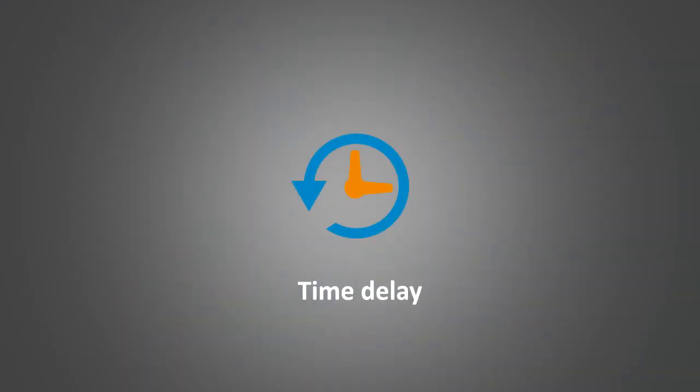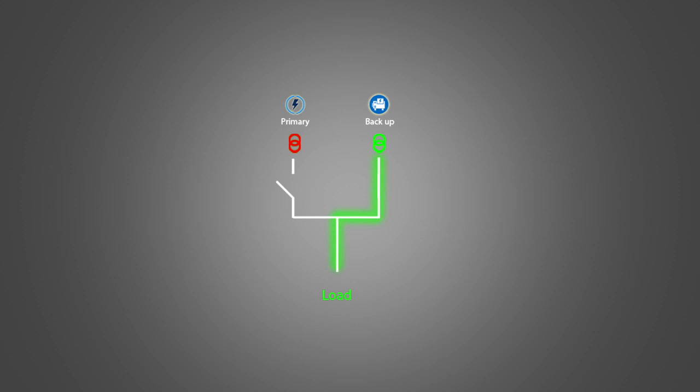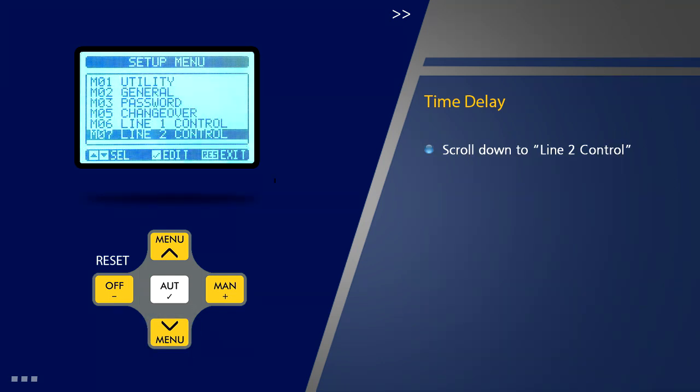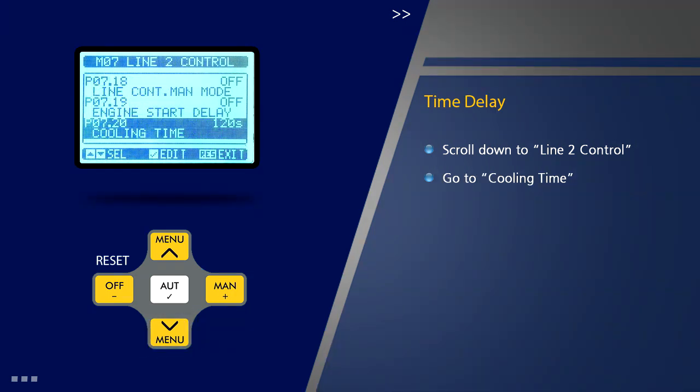Time delay. Let us look at the procedure for setting the generator cooling time delay. It is the time delay between load disconnecting from generator and generator engine actually stopping. The procedure is as follows. Scroll down to Line 2 Control on the Setup menu page and press OK. Go to Parameter 20, which is cooling time, on this page and press OK.